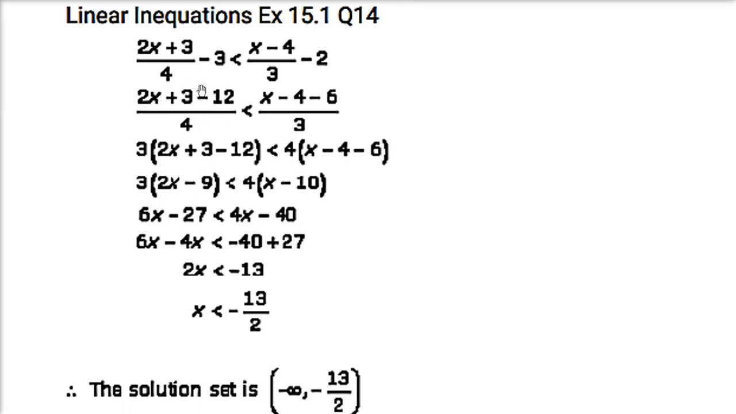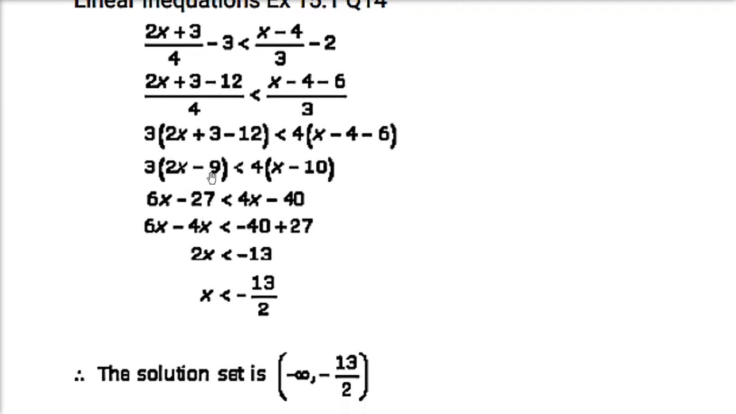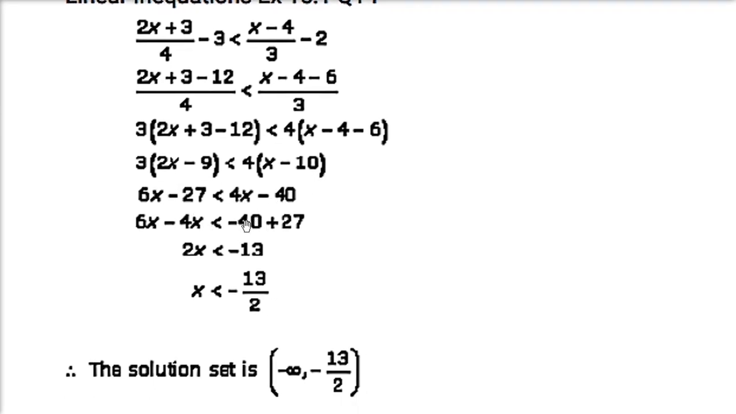So 3 into 2x minus 9. This is 2x minus 9. This is x minus 10. So this is 6x minus 27. This is 4x minus 40. Take 4x here, take minus 27 here. This is 2x. This is minus 13.